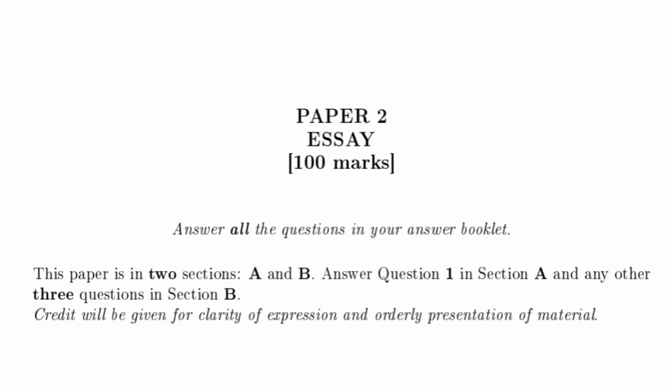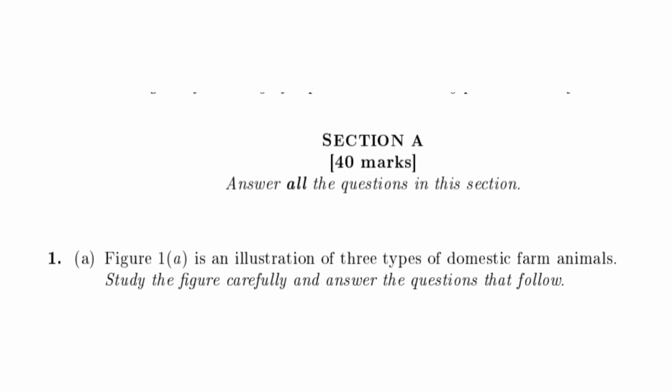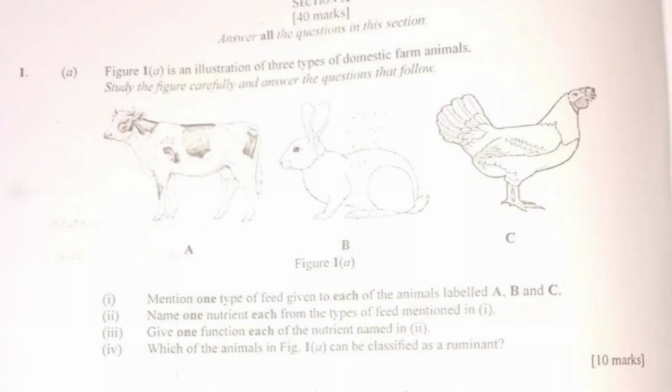Credit will be given for clarity of expression and orderly representation of material. So let's start section A. Answer all questions in this section. Question one. Let's start with 1A. Figure 1A is an illustration of three types of domestic farm animals. Study the figure carefully and answer the questions as follows. As you can see over there, we have a cow, a rabbit, and a hen in the picture.